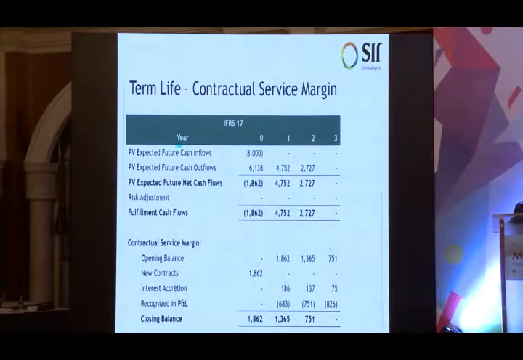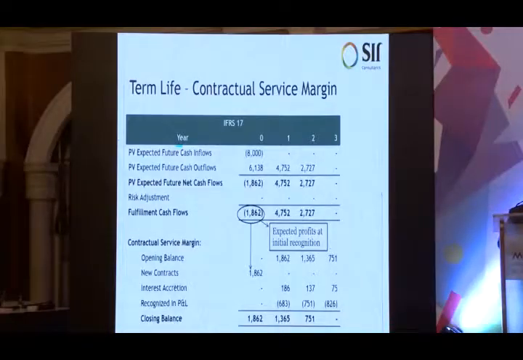CSM at initial recognition is determined using the fulfillment cash flows. What fulfillment cash flows actually represent is the amount that an insurer needs to have to fulfill its obligation towards the policy holders. So what the company needs to do is calculate the inflows that it expects, which in this case would be a single premium of 8,000 only, and subtract from that the claims that it expects to pay over the term of the policy. So in this case, this gives us a profit at initial recognition.